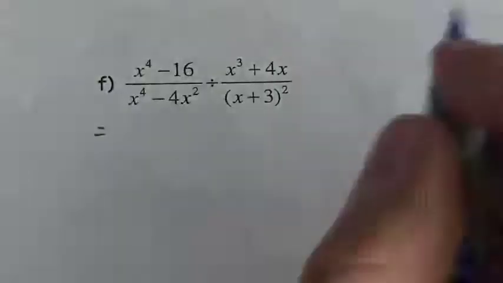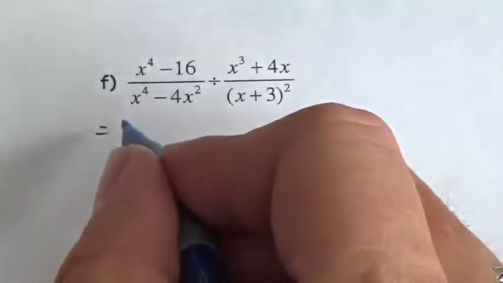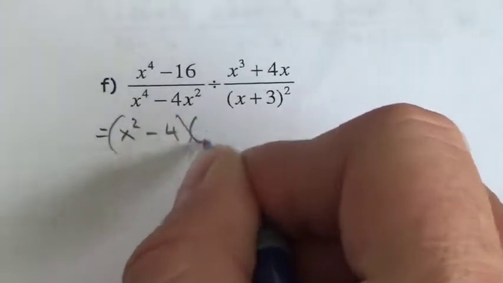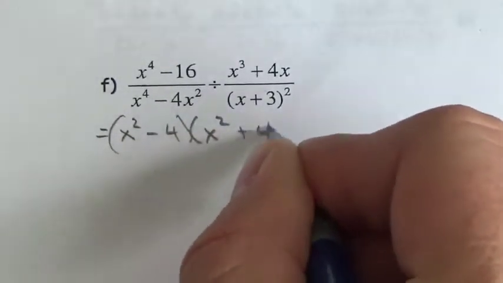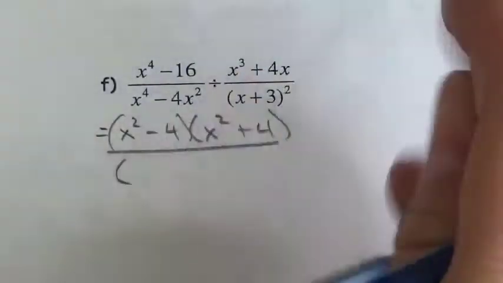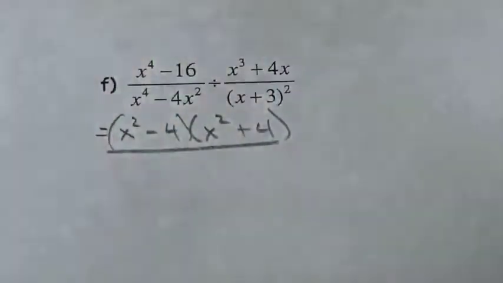Let's move along here. So, first thing I want to do here, like we've been doing before, is factor x to the 4th minus 16. That's a difference of squares. So x minus 4, x squared plus 4, divided by, in this case right here, it's not a difference of squares, but, well, I mean, you could consider it a difference of squares.